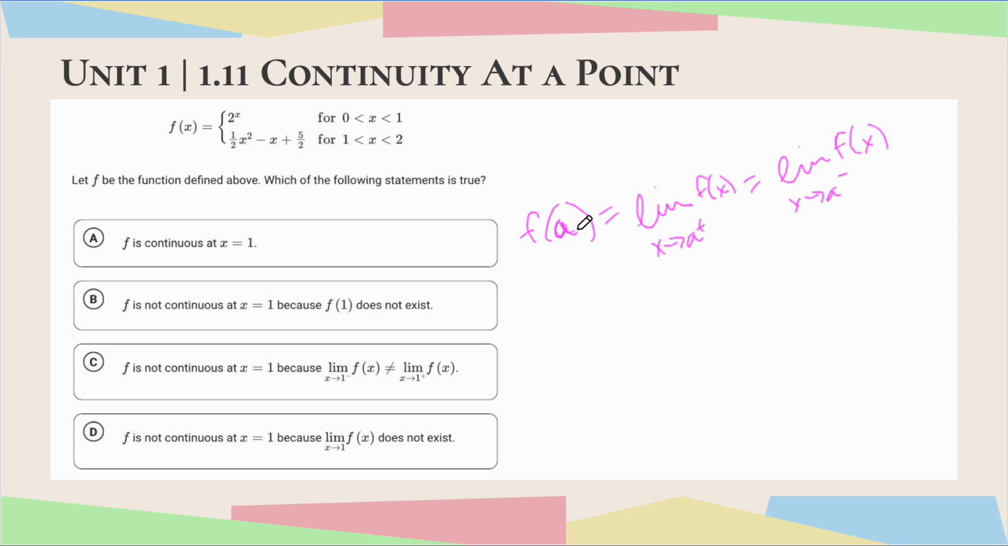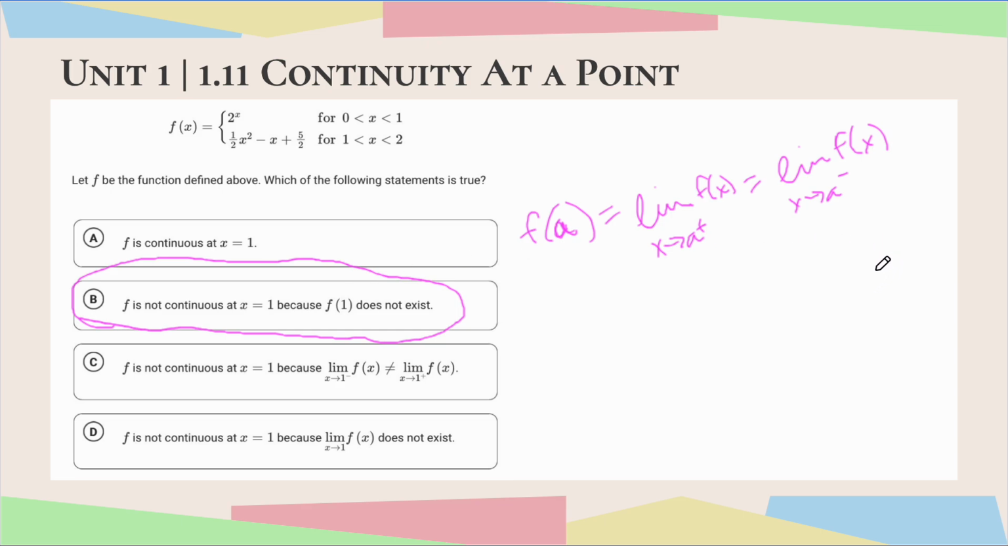So first of all, does f of a exist? Well, in fact, it does not exist. How do I know? Well, looking up here, this is only defined for x is less than 1, and this is only defined for x is greater than 1. Neither of those has an equal, right? Neither of those are less than or equal or greater than or equal to. So actually, in this case, the function is not continuous because f of 1 does not exist.